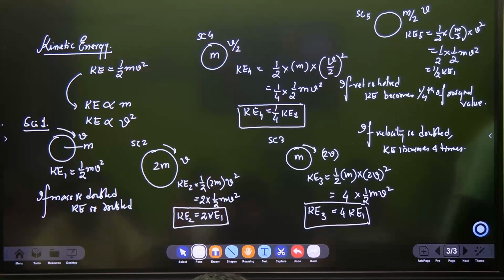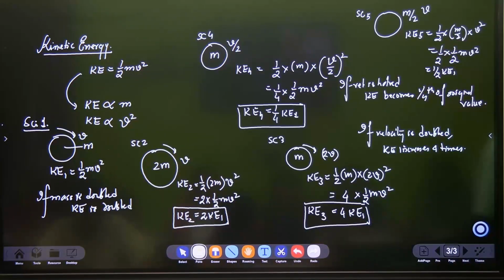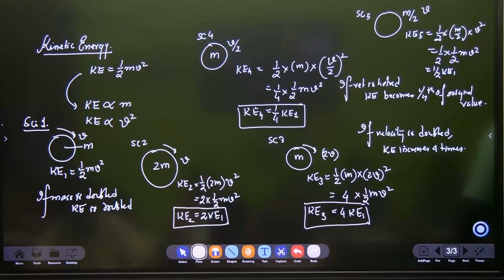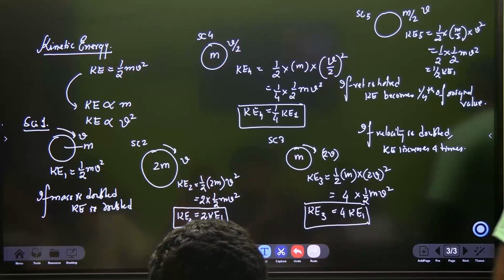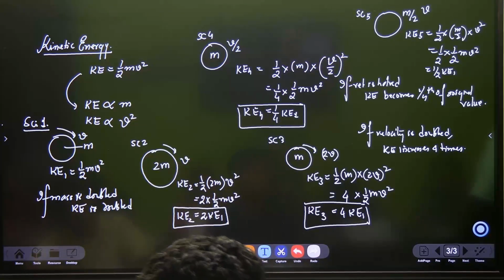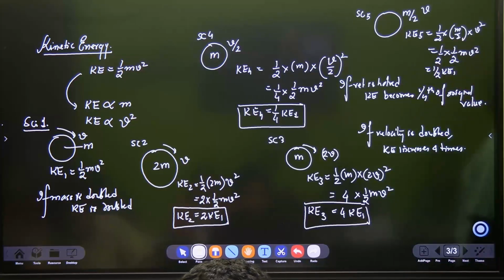She is saying double. Velocity has a square relationship. If you make the velocity 3 times, kinetic energy becomes 9 times. If you make the velocity 9 times, kinetic energy becomes 81 times. And if you halve the velocity, then the kinetic energy becomes 1/4. And if you would have made 1/4 the velocity, the kinetic energy will become 1/16. Very good.